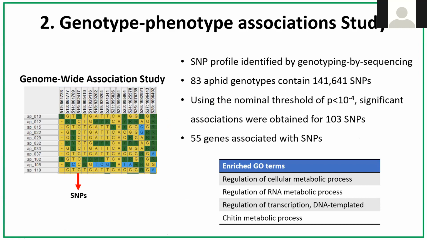So we performed genotyping by sequencing to get a SNP profile. Within 83 aphid genotypes, there were 141,000 SNPs. Using a nominal threshold of 10 to the minus 4, significant associations were obtained for 103 SNPs, which contain 55 genes. Some of the enriched GO terms are shown here with those 55 genes.